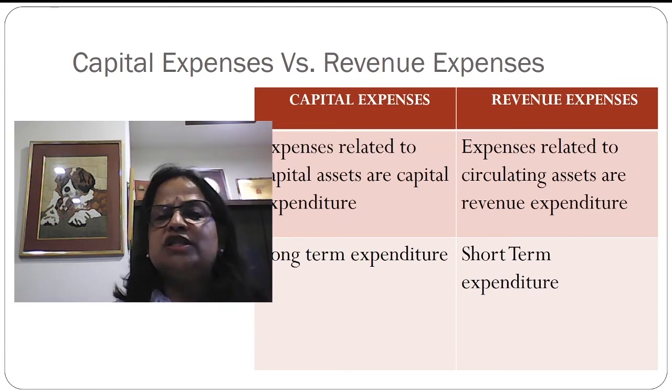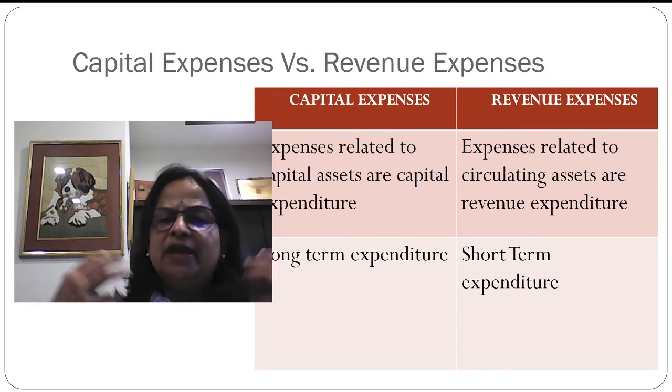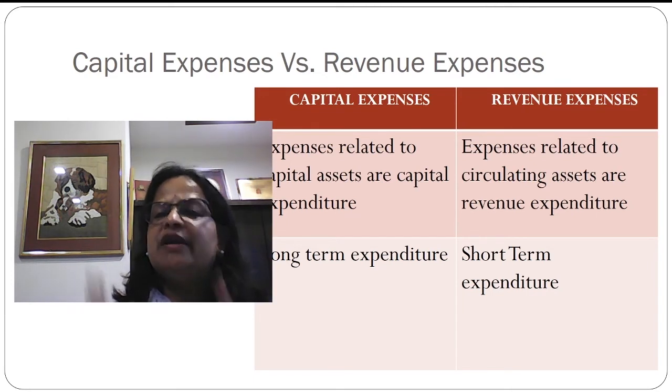You have learned this concept in accounting also. When you buy a fixed asset, all the incidental expenses for making that asset run in running condition will be a capital expenditure. Revenue expenses, expenses related to circulating assets, are revenue expenditure.